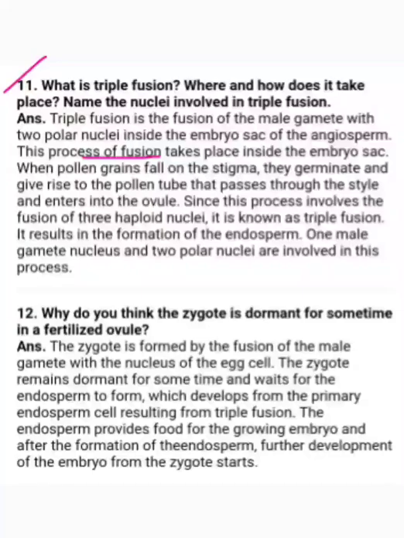When the pollen grain falls on the stigma, it will germinate, a pollen tube will form, and this pollen tube then carries two male gametes. One of the male gametes will fuse with the egg cell and the other male gamete will fuse with the polar nuclei. Polar nuclei are two haploid nuclei with which the haploid male gamete will fuse, and it results in formation of a triploid structure which is known as endosperm, and this fusion is known as triple fusion.